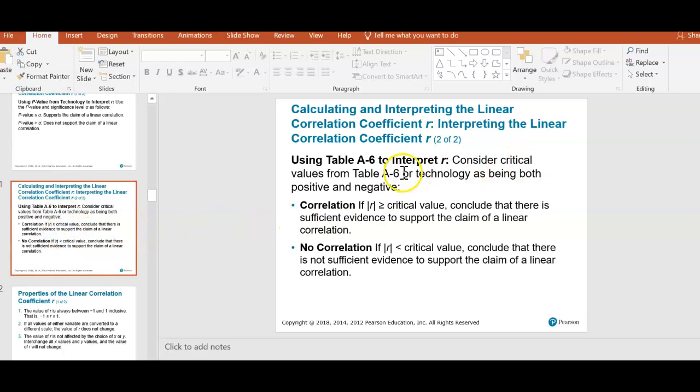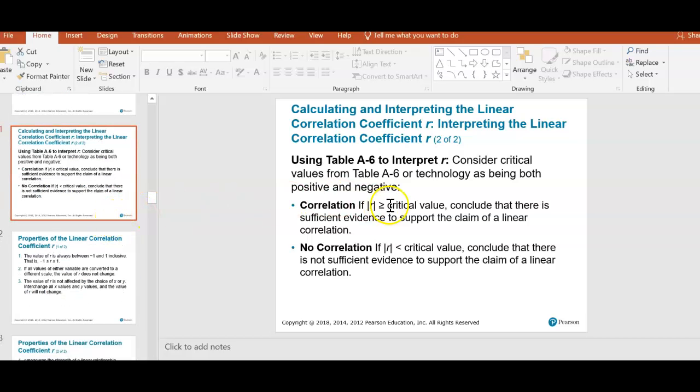There's a table A6 that can be used to determine whether R values that you get are significant or not. Basically what you're looking for there is if R is greater than the value on that table, then you can support your claim that there is a linear correlation, and if R is less than that critical value, then there is not sufficient evidence to support the claim of a linear correlation.